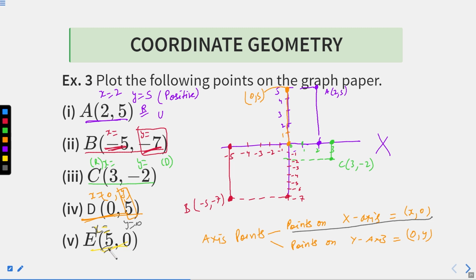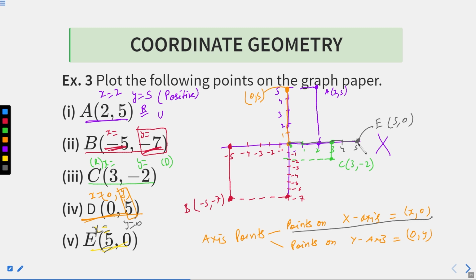Or by being meaningful, one can say we are now here at the starting point. Now I have to move right until I get 5 points. So 1, 2, 3, here is 4 and 5. Now I am here. Now I have to reach y equal to 0. So y 0 means no upward or downward movement. So I am here. So this point is my E (5, 0).